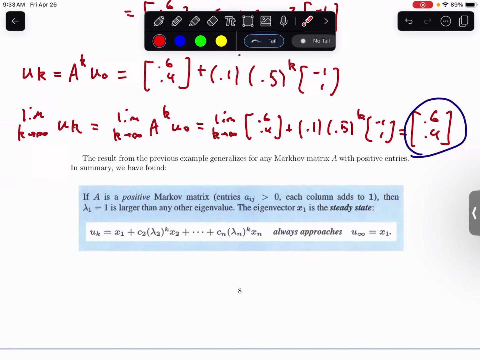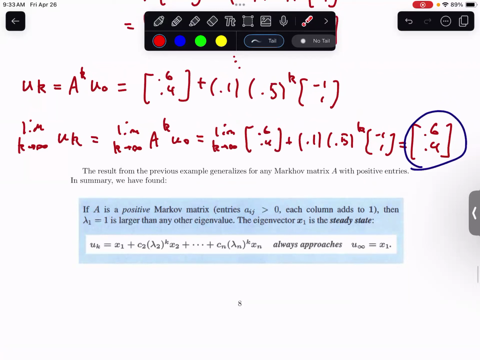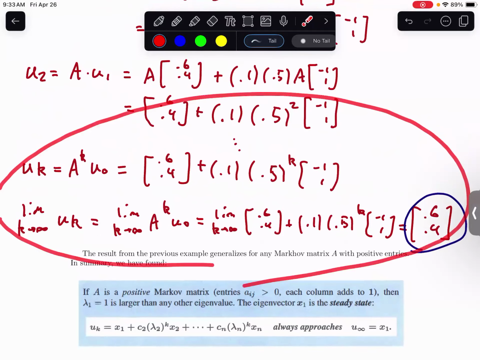Right, and so we always have the following decomposition. This is what we showed in the previous example, but it generalizes to n by n positive Markov matrices. You can always write UK as some linear combination of eigenvectors. x1 is the eigenvector corresponding to lambda 1, then you have these other eigenvectors. And as k goes to infinity, as these lambdas are less than 1, they end up going to 0. So this UK converges to just x1 upon taking the limit. This is what we demonstrated for this specific example above.